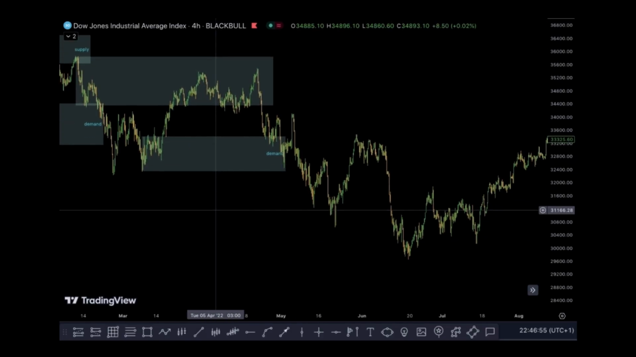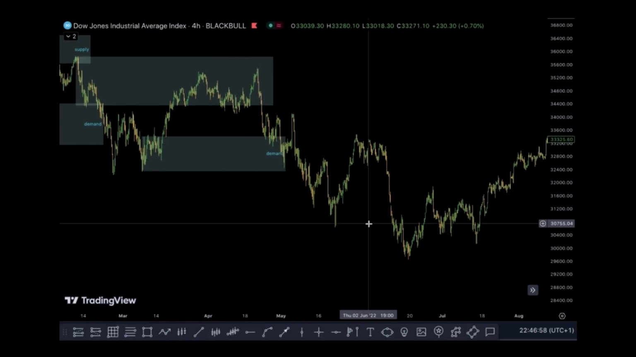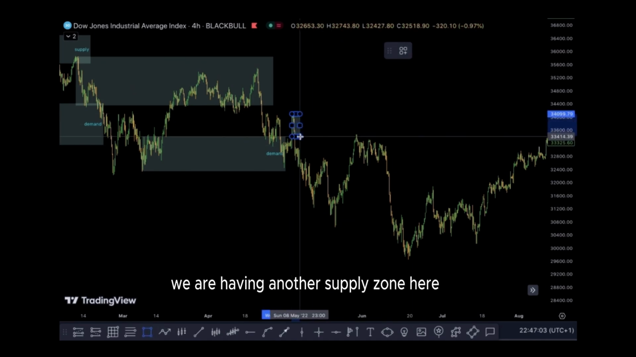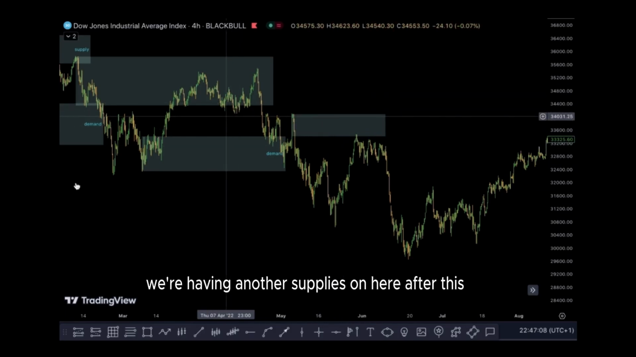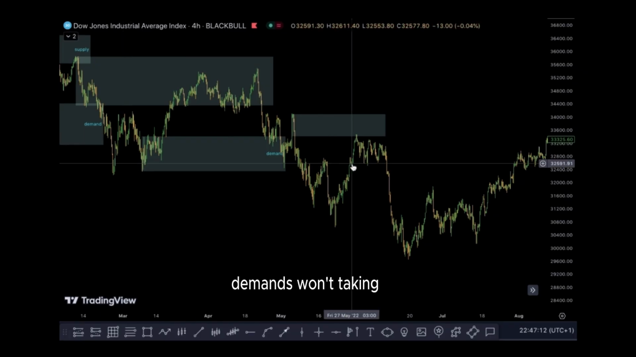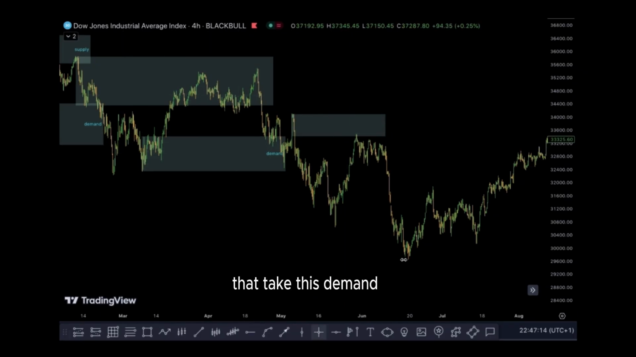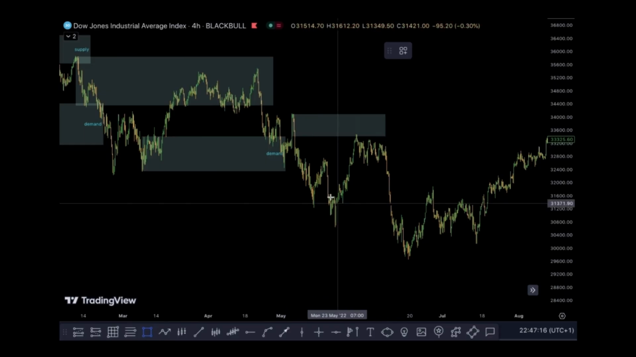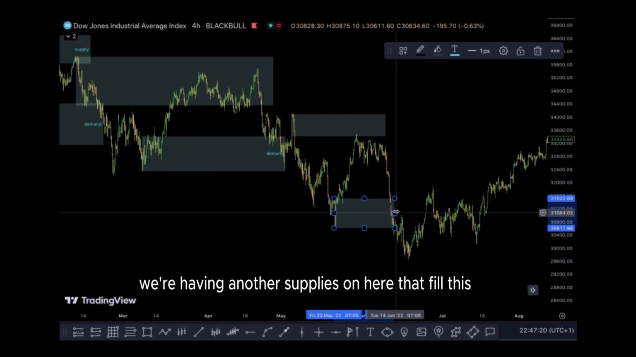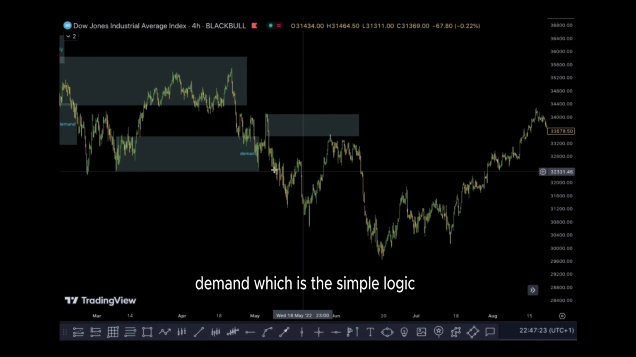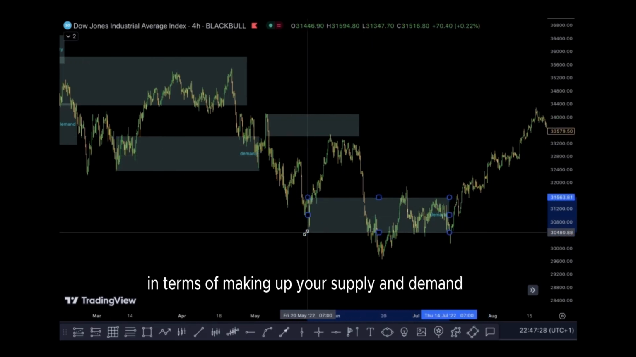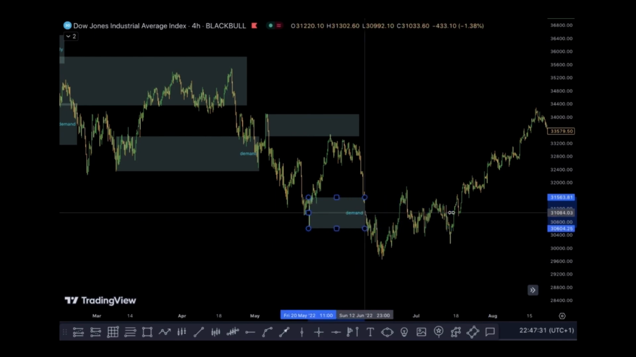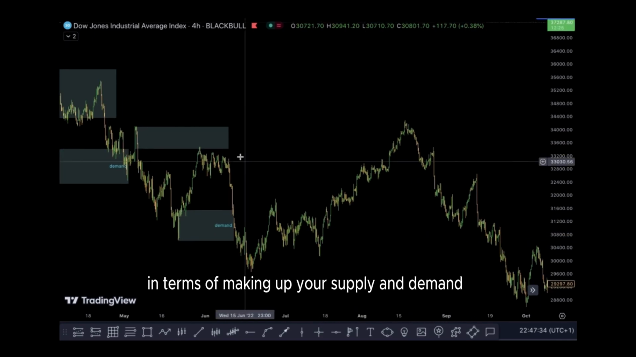So this is how to mark up your supply and demand on the chart. So here we are having another supply zone here. After this demand zone taking, we are having another supply zone here that take this demand. We are having another supply zone here that fail this demand, which is the simple logic you are just going to follow in terms of marking up your supply and demand.